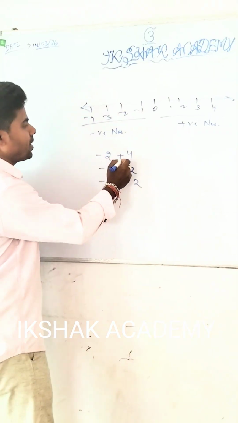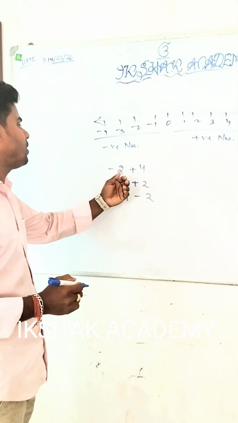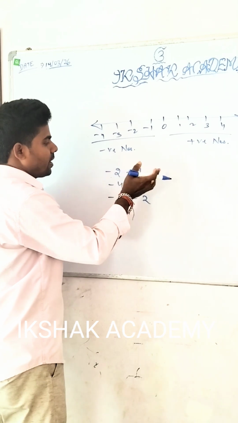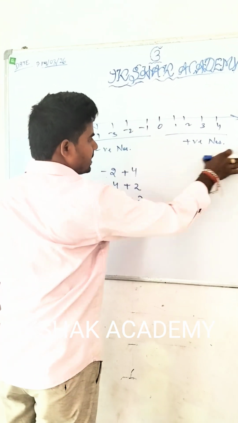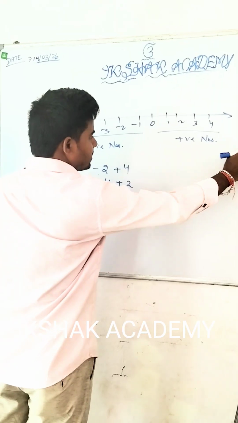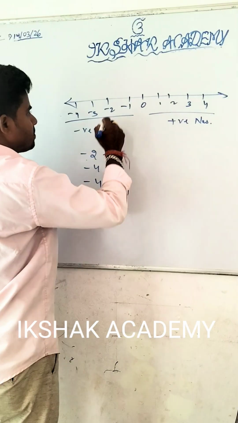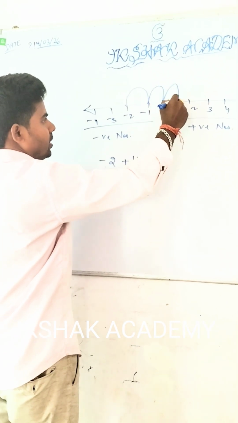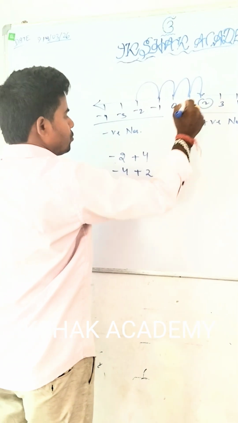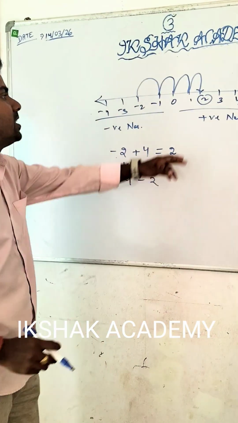Okay, -2 plus 4. That means we have to add plus 4. When this is addition, then we have to go to the right hand side. This is the positive numbers, this is the right hand side. When increasing, we have to go to the right hand side. That is -2, then 1, 2, 3, 4. So -2 plus 4 equals 2. Okay, the answer is 2.